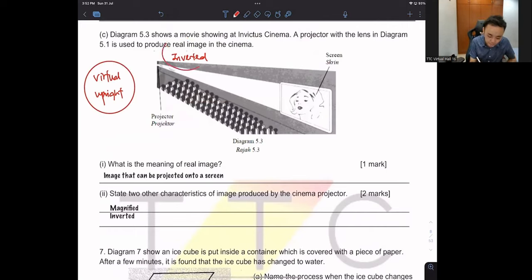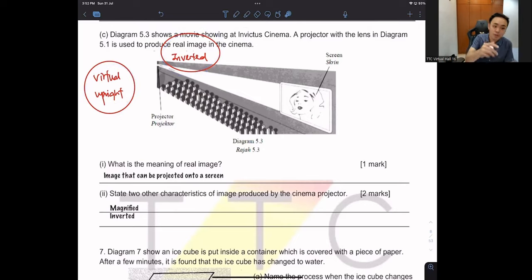Remember the shortcut I mentioned before, to remember all the characteristics of convex lens. Only convex needs a shortcut. Why? Because a concave lens is very simple. Concave lens only forms one type of image. They only produce diminished, virtual, upright. Even for concave, virtual and upright come together. So this one, one package. You understand?